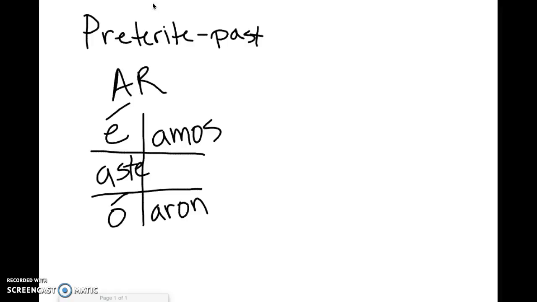Some of the verbs we looked at yesterday, one of them was nadar from our vocab. What does nadar mean? To swim. Okay. So the last time I went on vacation, I went to Disney and there was a pool and I swam. So how would I say I swam? Yo nadé. Yo nadé.